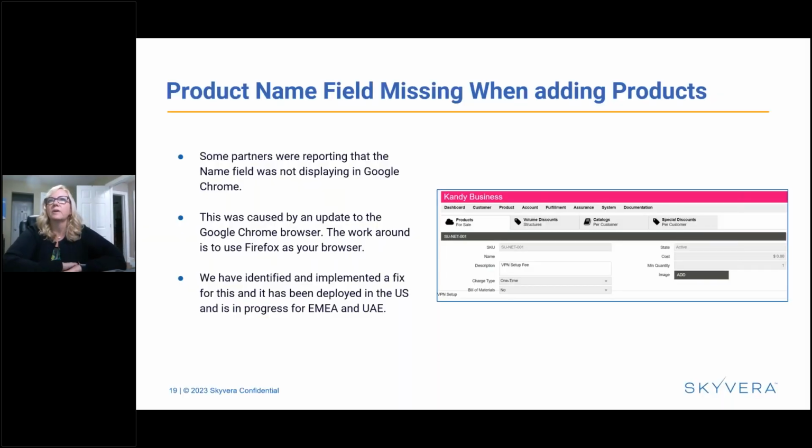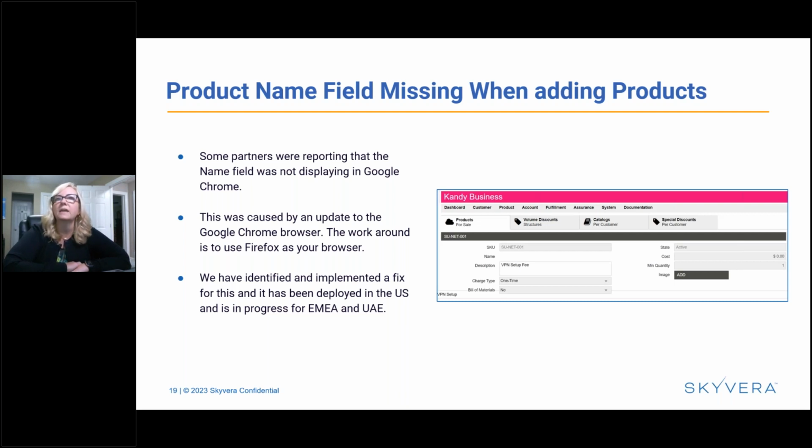So we uncovered in the last UCAS upgrade that Google had made a change in some of their stuff. When you go into products, you would see the listing of products and you wouldn't see a name. And if you wanted to create a new product, you couldn't give it a name, so you couldn't save it. That had to do with the fact that Google had updated their browser.